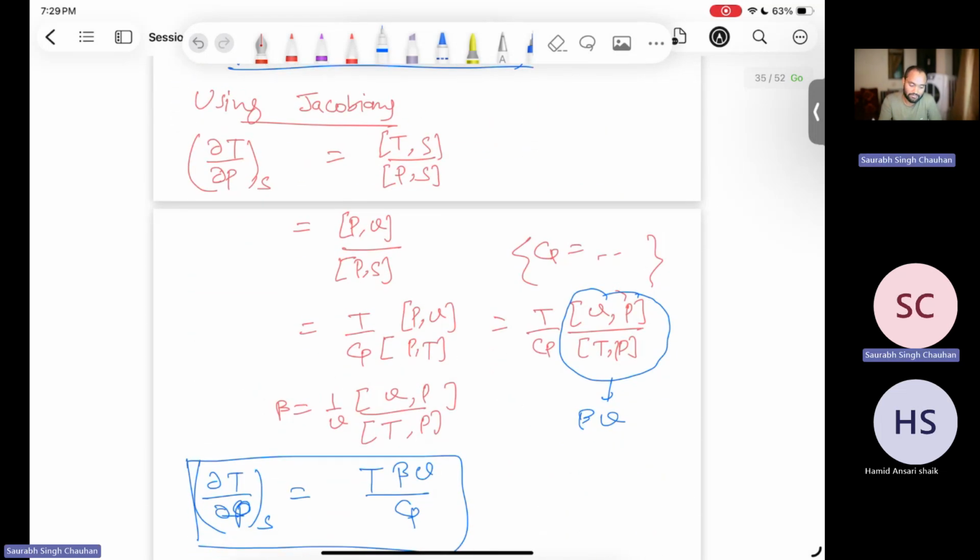Very simple algorithm. First, write everything in terms of Jacobian. If entropy is coming with T, then use the Maxwell equation. If entropy is coming with P, then use the Cp. And you get the final answer. And if you want to condense it further, you can use the definition for alpha and beta.